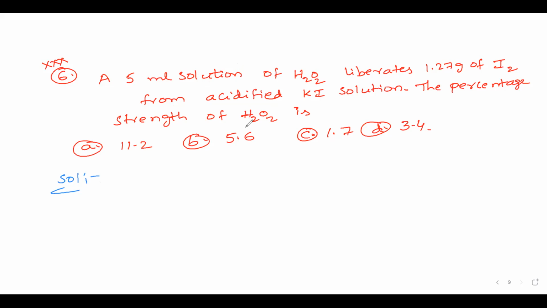A 5 ml solution of hydrogen peroxide liberates 1.27 grams of iodine from an acidified potassium iodide solution. The percentage strength of hydrogen peroxide is, they are asking us to find the percentage strength of hydrogen peroxide. So let us see the answer now. I'll write the solution here.